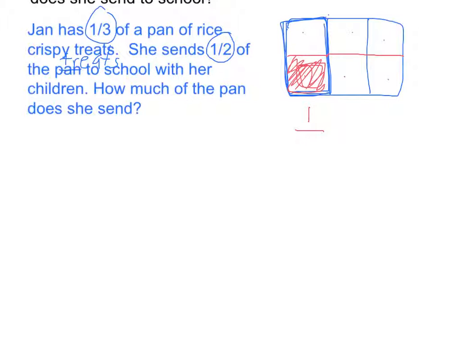It's 1/6. Okay? So 1/2 of, which means times, 1/3 of the pan equals, multiply across, 1/6. 1/6 of the pan of Rice Krispie treats she sends to school.